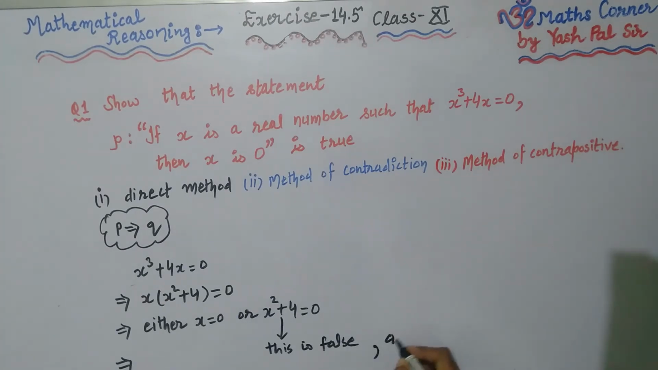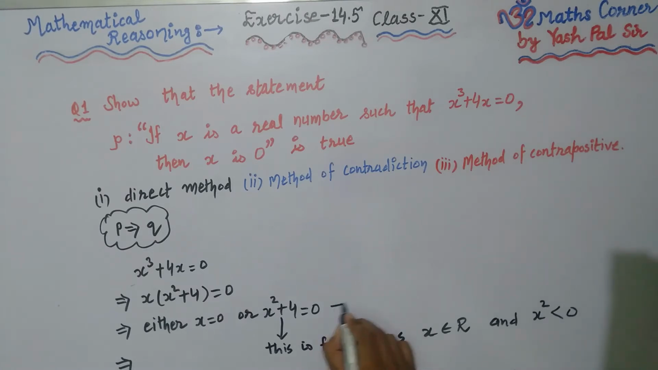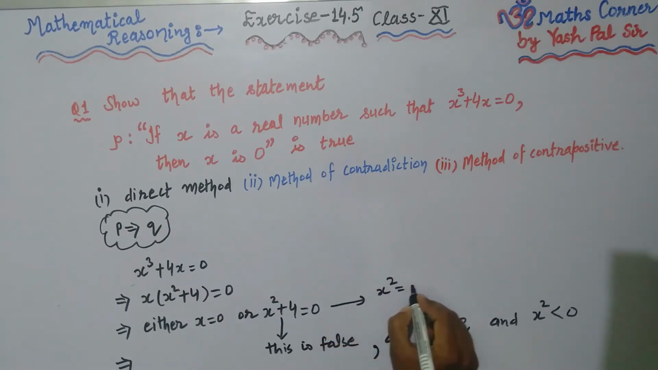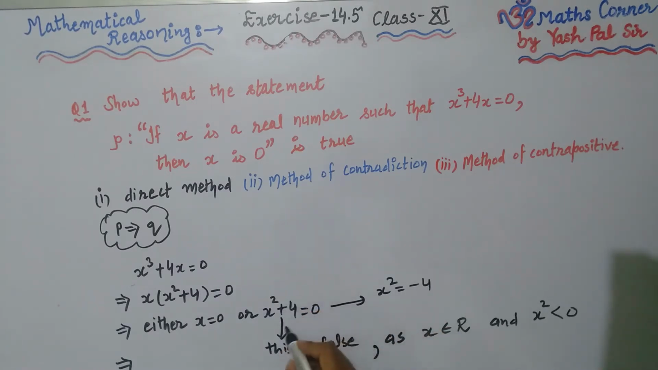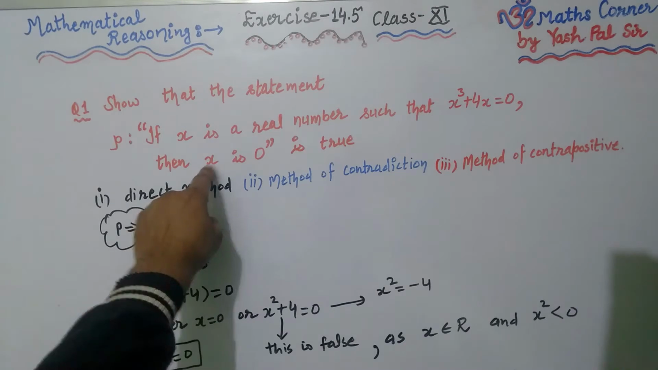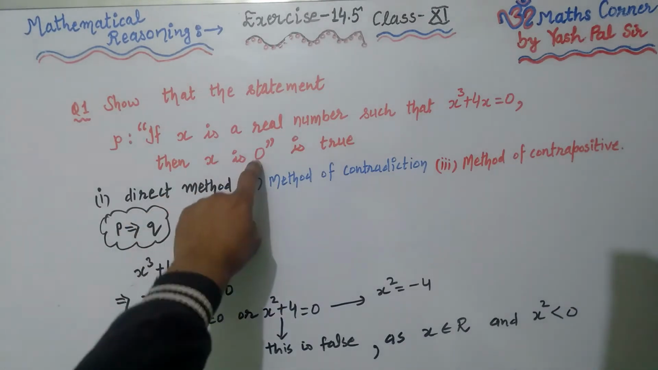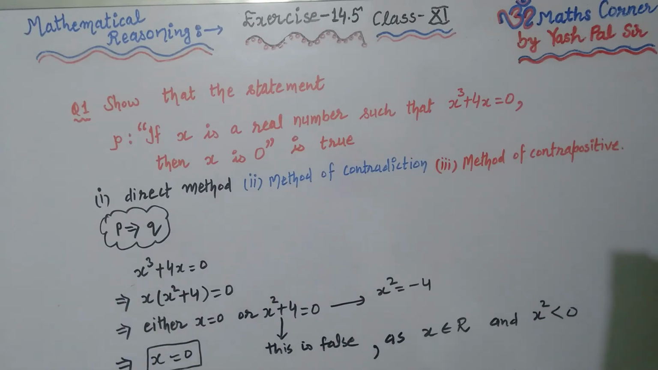As x is a real number, the square of any real number cannot be less than 0. Here what we see, x square is equal to minus 4, that is negative. So we reject this second bracket. So what is the conclusion? Conclusion is x is equal to 0. So this is what we want to prove. Then x is 0. So this was the direct method.